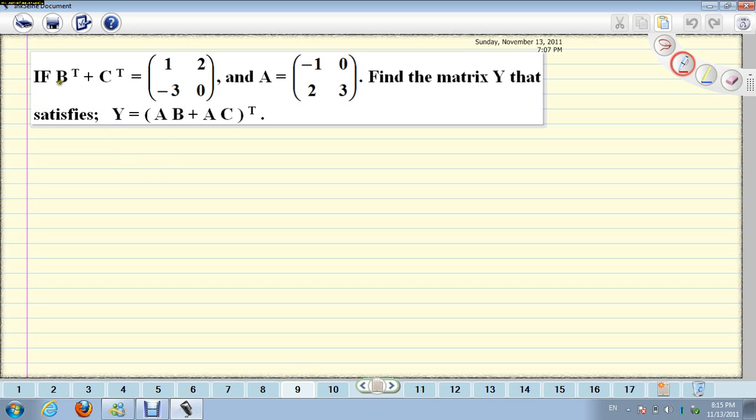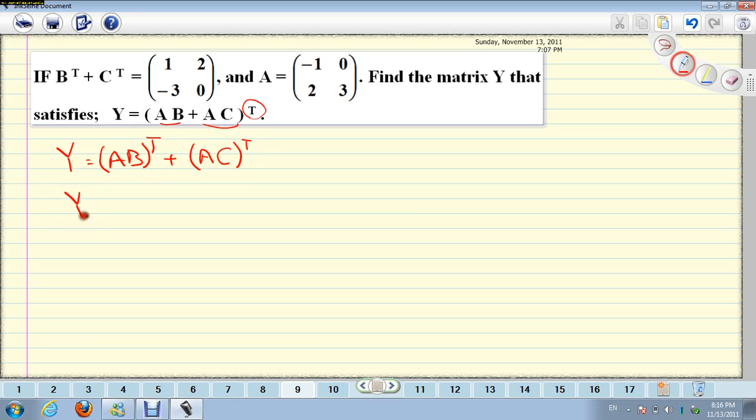The question says B transpose plus C transpose equals 1, 2, -3, 0, and this is matrix A. Find matrix Y, and this is matrix Y. Okay, now I'm gonna distribute the transpose over these two terms. So Y equals AB all transpose plus AC all transpose.